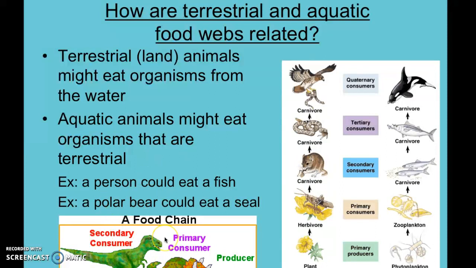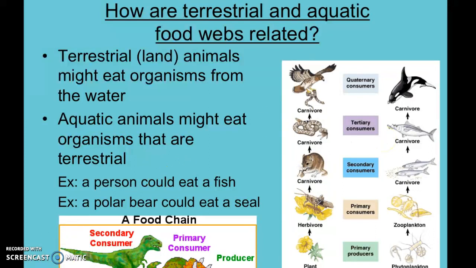So here's some other examples of food chains. These aren't necessarily interconnected, terrestrial and aquatic, but just so you could see the progression. So T-Rex, secondary consumer, eating a triceratops, which ate a plant because it's an herbivore. And then you can see the progression within this strictly terrestrial food chain and this strictly marine food chain. So these do not show interconnectedness between terrestrial and aquatic because this is just terrestrial, this is just aquatic. So for example, if this bird were eating a fish, then it would be showing the interconnectedness between terrestrial and aquatic.